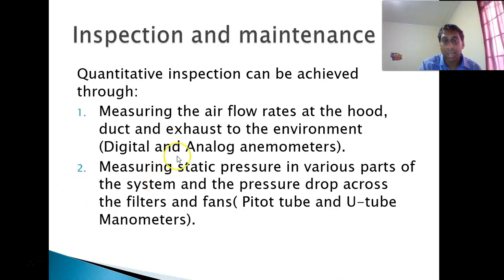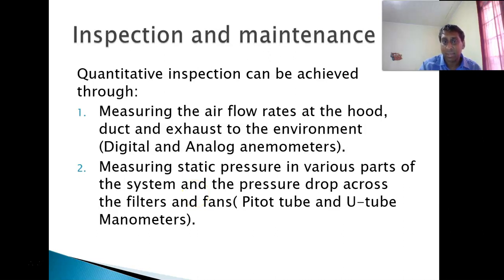right? So measuring static pressure in various parts of the system, and the pressure drops across the filters and the fan, could be a means of measuring the effectiveness of the LEV system. And that pressure, static pressure, it does change along the lengths of the LEV system naturally, first of all, right?